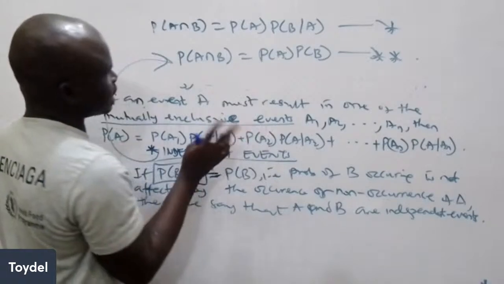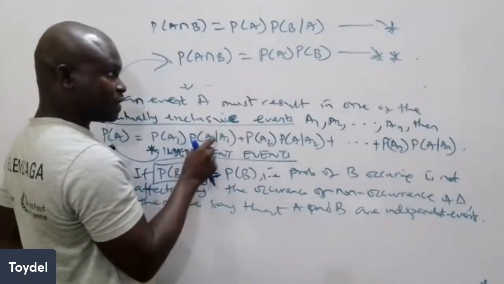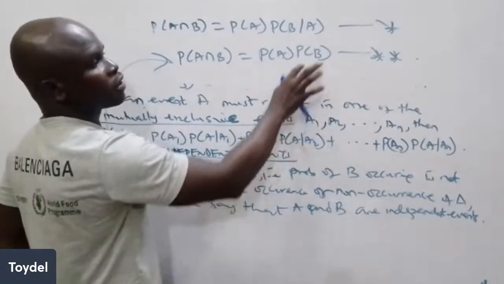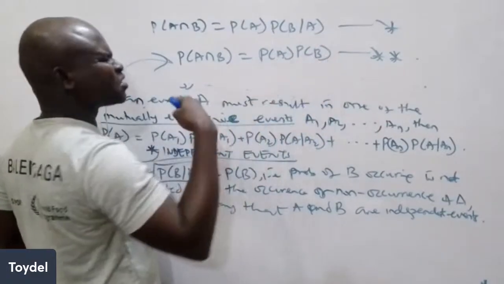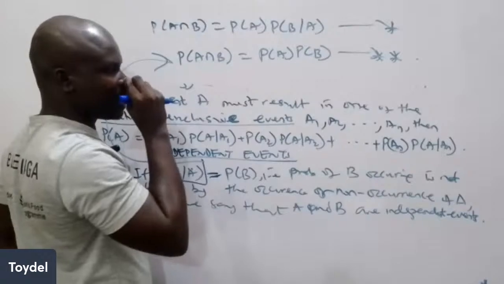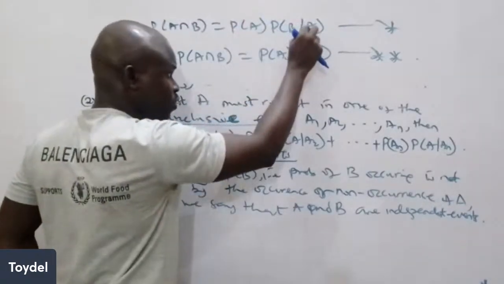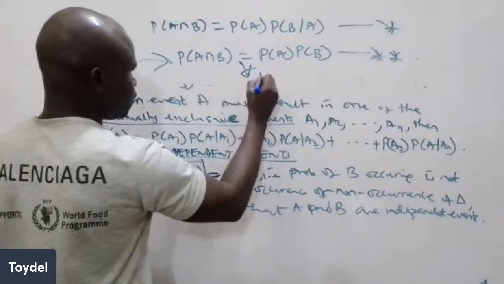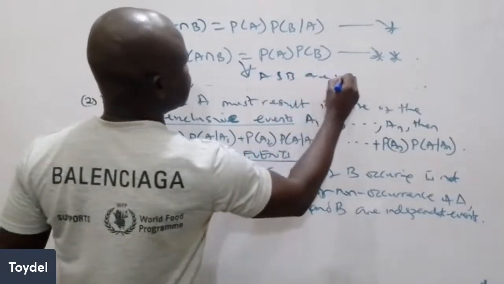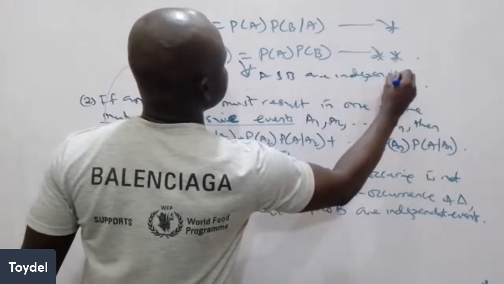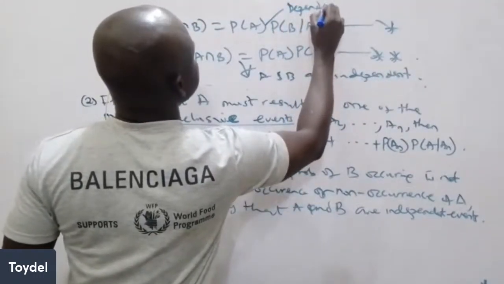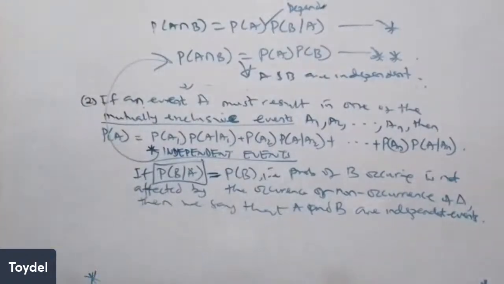So please let's take note that under independent events, the probability of B, given that A has occurred, this condition does not matter because the occurrence of B is not being affected by the occurrence or non-occurrence of A. So it shows that in this case, A and B are independent. They don't depend on each other. But here they depend on each other, in that first condition. So that is what we have.